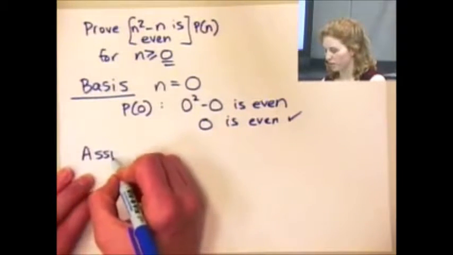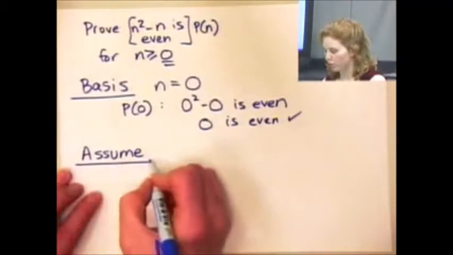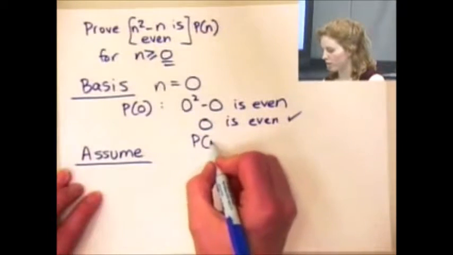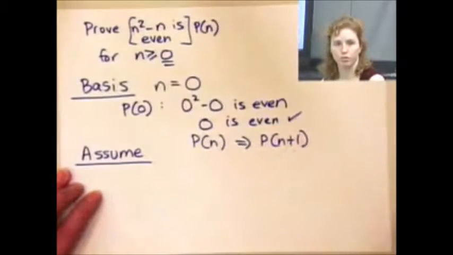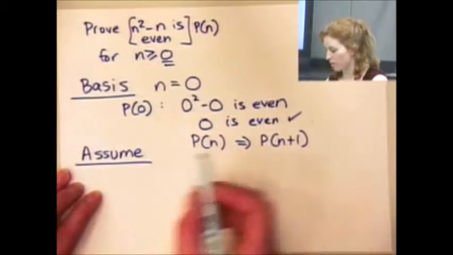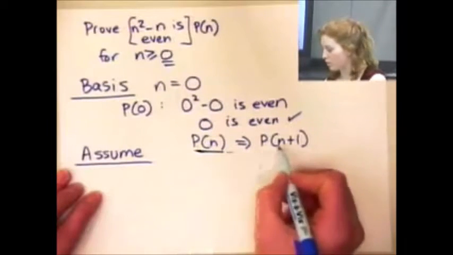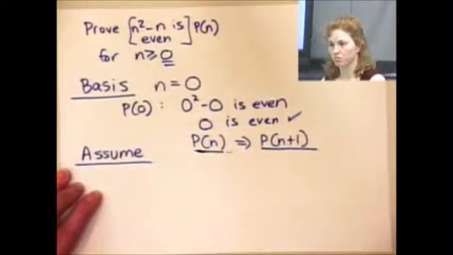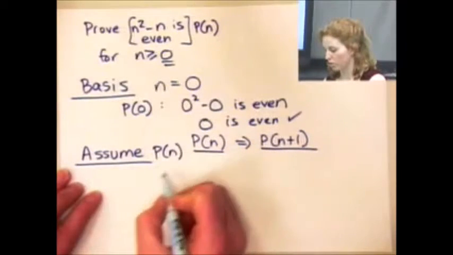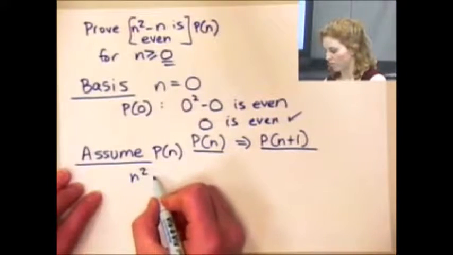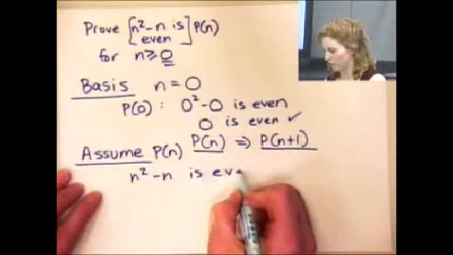The next step, remember that when we do a proof, our next step was to show that if we know p of n, then we know p of n plus 1 is true. We have to prove that statement. Right? And whenever we do a proof, we assume that the left-hand side is true, and we show that the right-hand side is true. That's what we've been doing all semester long whenever we do proofs. So we're going to assume p of n is true, so we write down n squared minus n is even. That's my given.